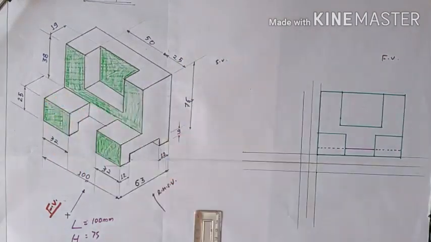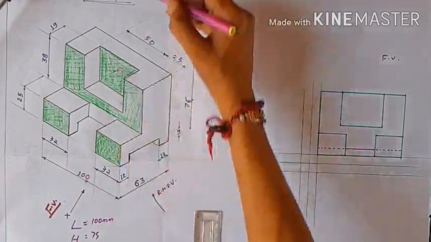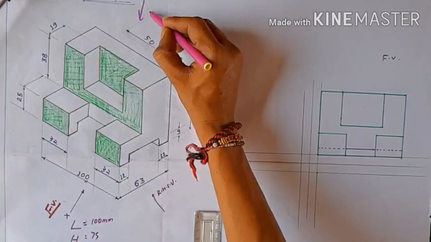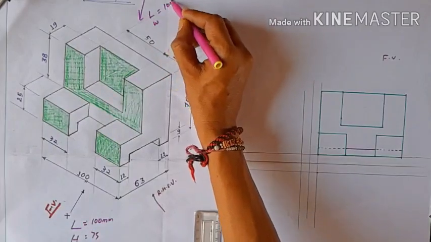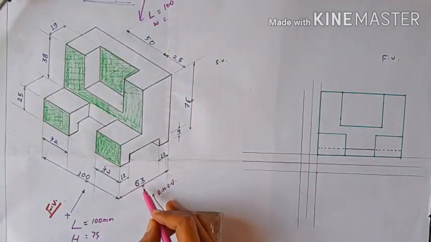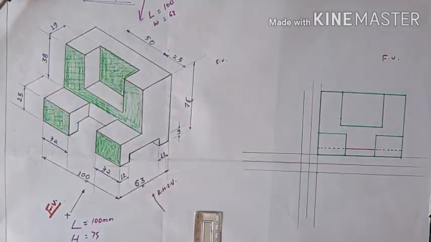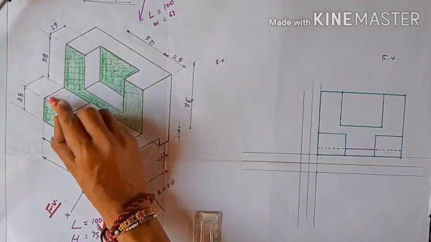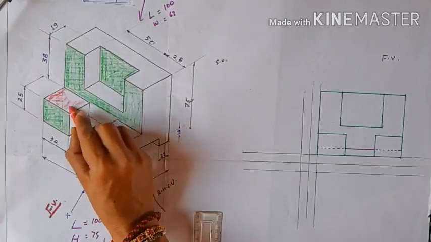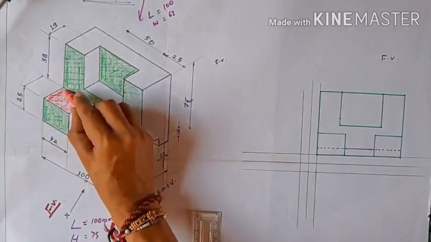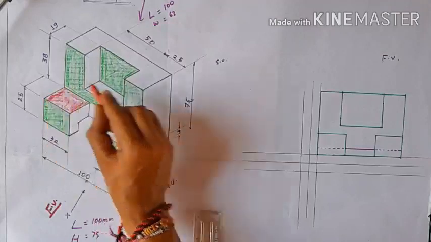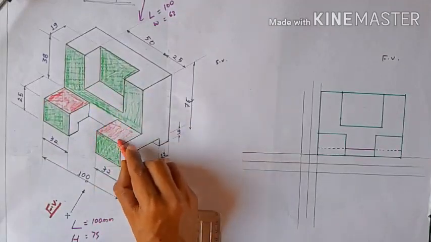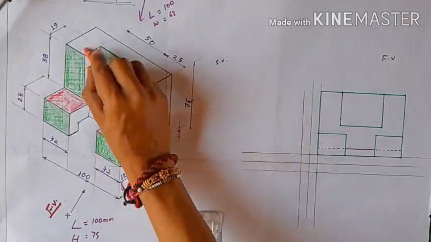So this object, first we make a dimension for this. From the top, what appears? Length and width. So the length is again 100 mm, and now what about the width? This line, 63 mm, is the width. So from the top, we can all see this object clearly.